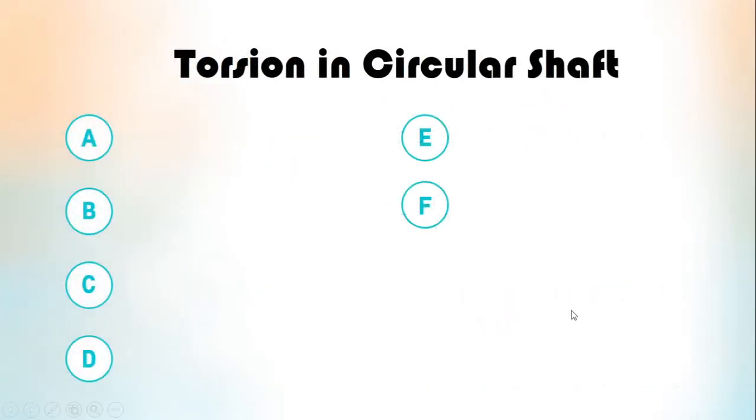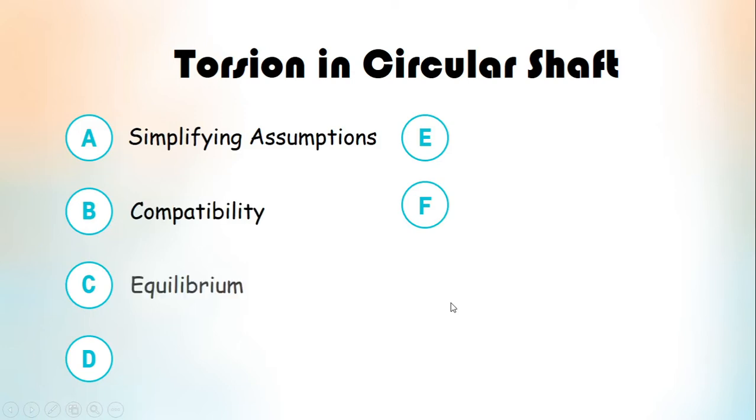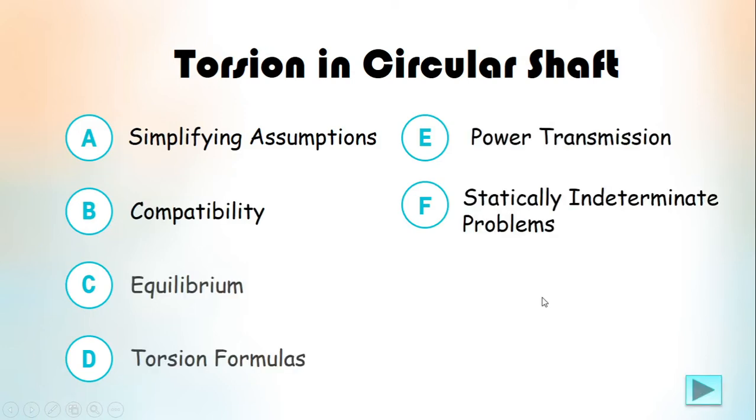And now, on the next slide, torsion in circular shaft. Simplifying assumptions, compatibility, equilibrium, torsion, power transmission, and statically indeterminate problems. In simplifying assumptions, the cross-sections remain in plane, the radius doesn't change, and the length of the shaft remains constant during the deformation. Each cross-section rotates as a rigid entity about the axis of the shaft. We also have compatibility and then equilibrium.